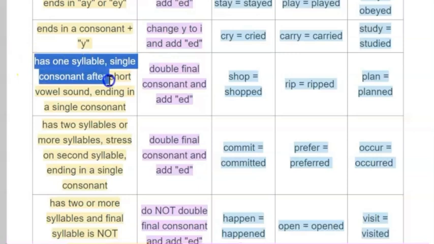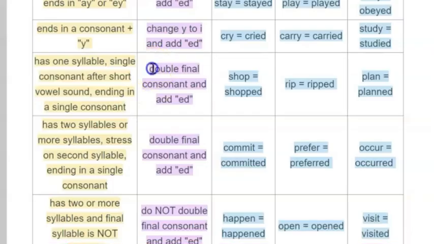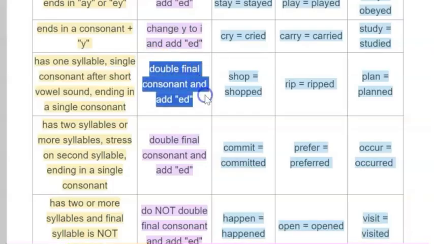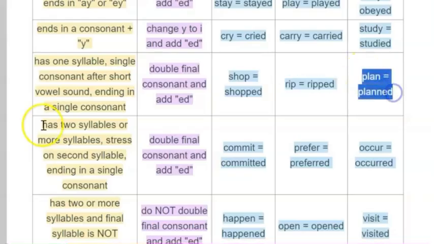When the verb has one syllable, with a single consonant after a short vowel sound, ending in a single consonant, then we double the final consonant and add ed, such as in shop has one p, and then we add another p, shopped. Rip turns to ripped. Plan turns to planned.